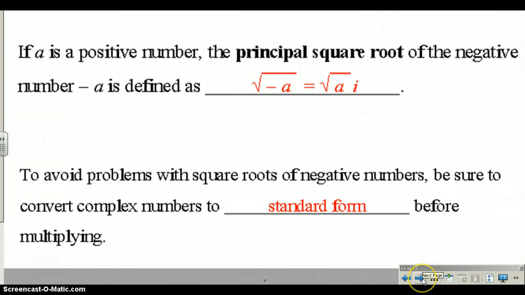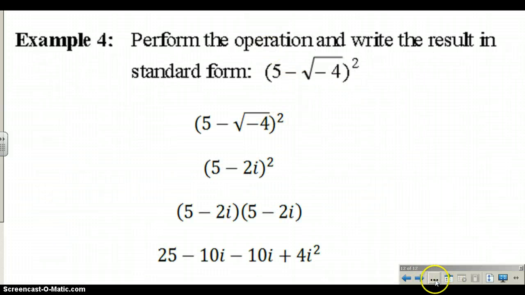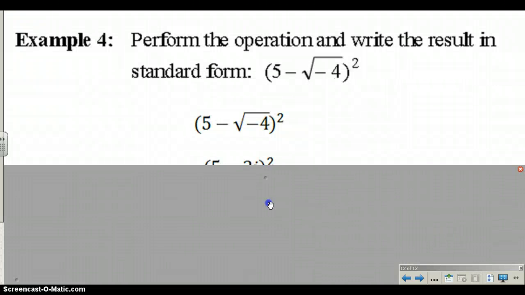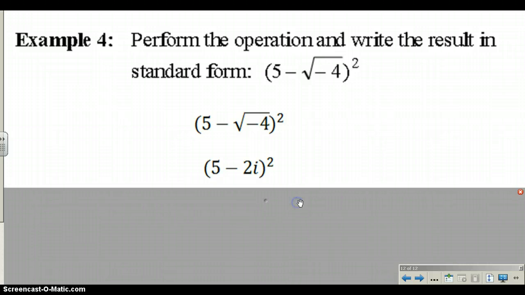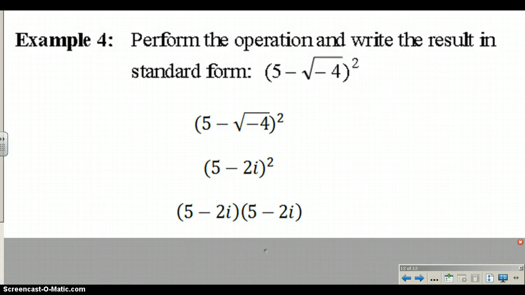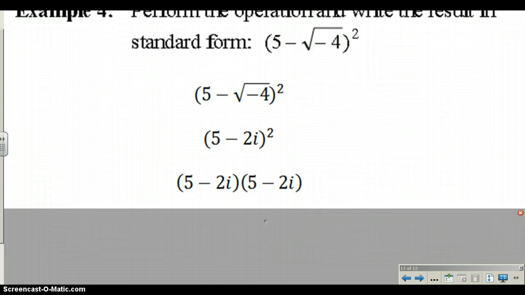So if we take a look at this example here, again, I forgot to shade, sorry guys. I want you to take 5 minus the root of negative 4, quantity squared. We have already seen something like this. The root of negative 4, you all should know, is 2i. So we're going to change that to 5 minus 2i, quantity squared, before we actually do the multiplying here. Now remember, when you're squaring a binomial, you are going to duplicate that binomial and multiply it by itself. So we're going to be left with 5 minus 2i times another 5 minus 2i.